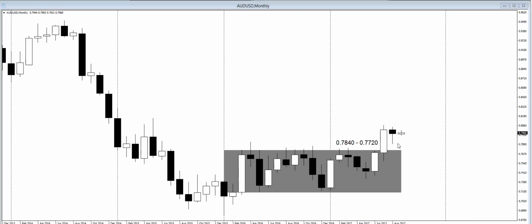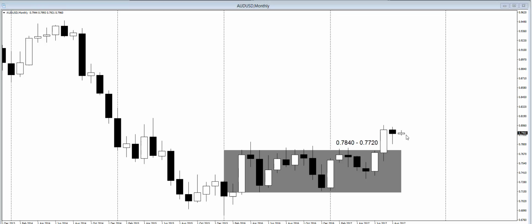Two months ago, we've been talking about the Aussie in a buy trend, and last month we took advantage of the buys. Last month we took the buys from the 0.78 area, right? And right now it's about 0.7960, so it's already about 160 pips from our entry.